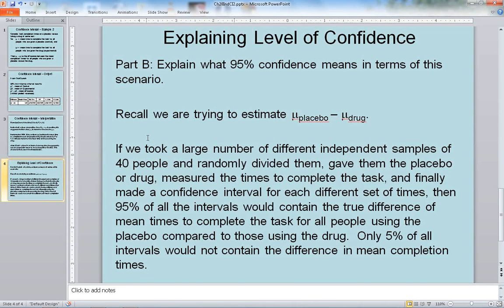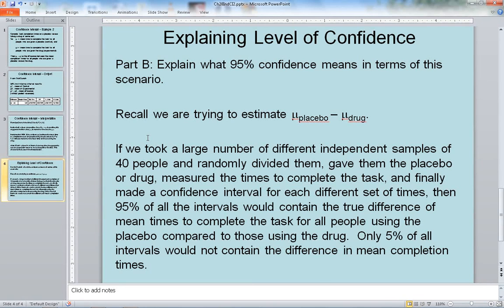So basically, if we took a large number, say 10,000 different samples is what I'm talking about here, a large number of different independent samples of 40 people, that was the setup, even though it wasn't really mentioned early on, and randomly divided them into groups of 20 each, I think is what it turned out to be. And we gave one group the placebo and measured time to complete the task, and then gave the other group the actual drug and measured time to complete the task, and then made a confidence interval. Then 95% of all the intervals, right?